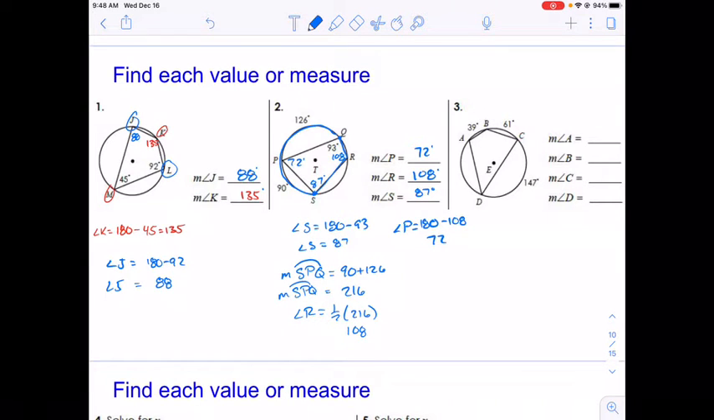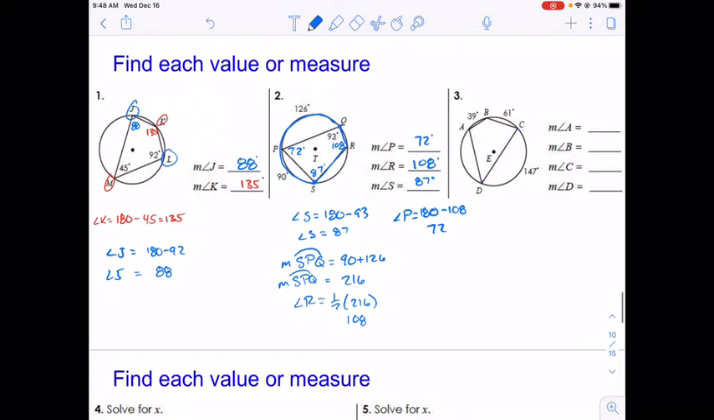All right, let's look at the next one. Looking for angles A, B, C and D. So we don't have any of the ones on the inside. But what we do know is that D opens up here to arc AC. So we can find that. So we just need to figure out what arc AB and arc BC are.